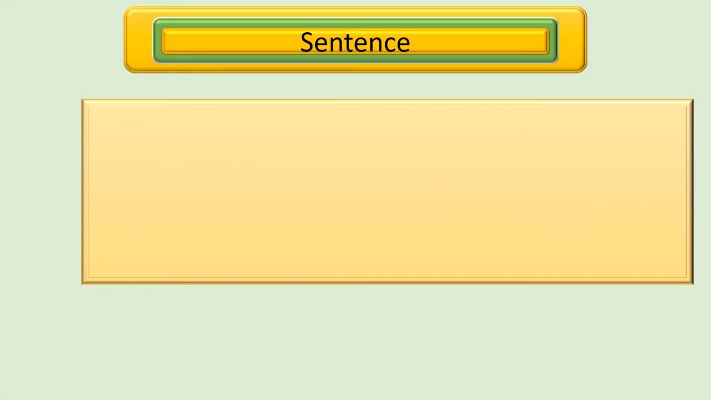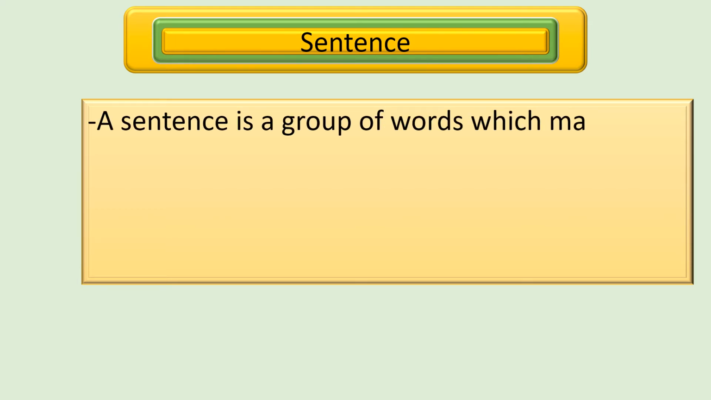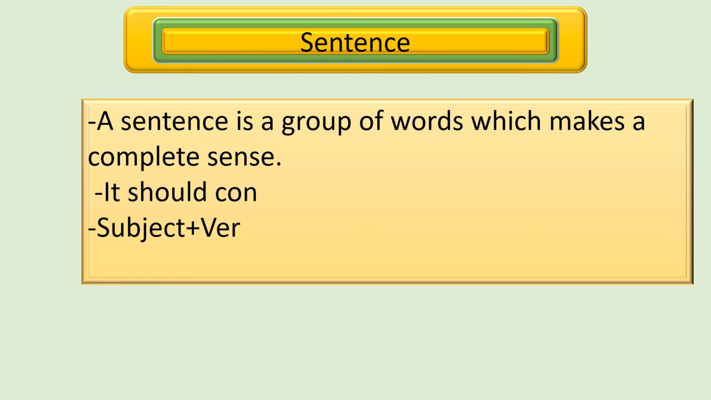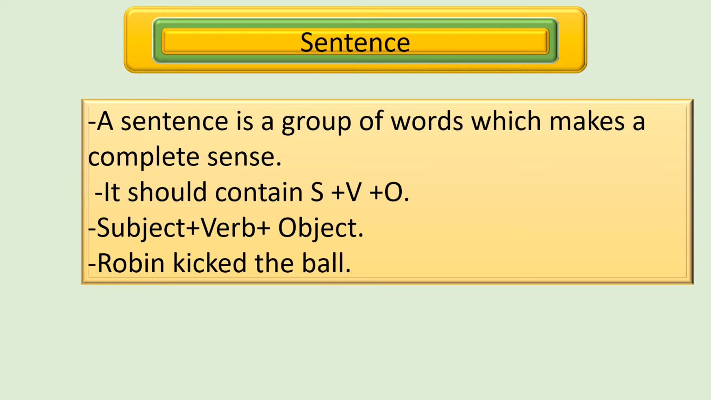A quick revision. What's a sentence? A sentence is a group of words which makes a complete sense. It should contain SVO, that is, it should have a subject. What is the subject doing? And it should have an object. SVO: subject, verb and object. For example, Robin kicked the ball. Robin is your subject, kicked is the verb and the ball is your object.